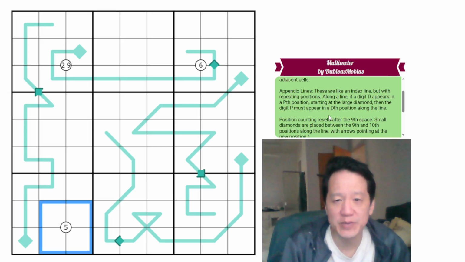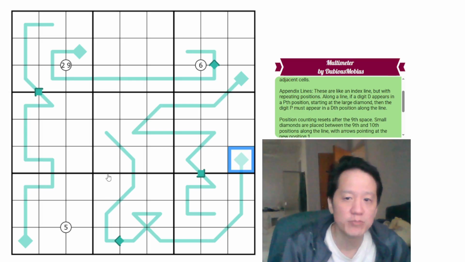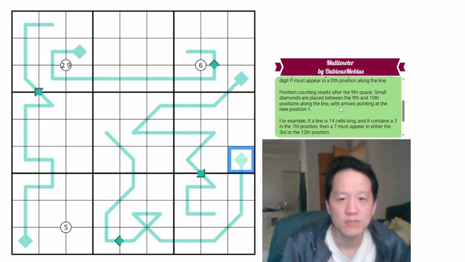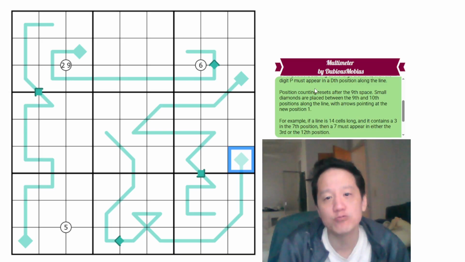Now this is appendix lines, which is a new rule set for me. These are like an index line, but with repeating positions. Along a line, if a digit D appears in the pth position, starting at the large diamond in each of these lines, then the digit P must appear in the dth position along the line. And position counting resets after the 9th space.